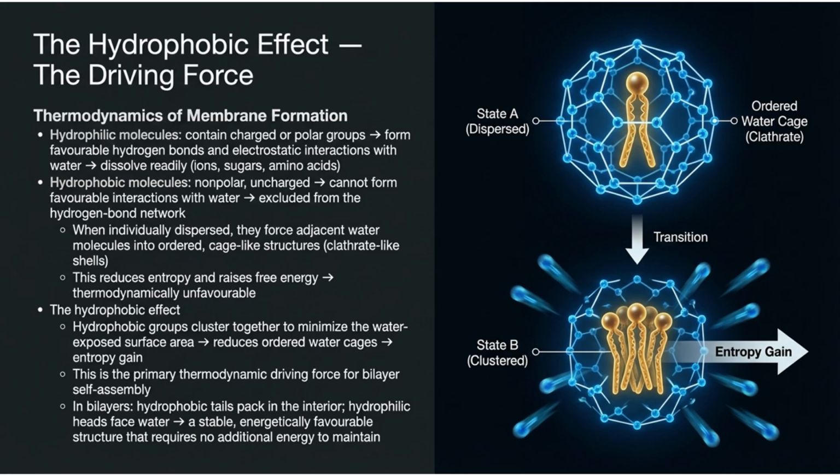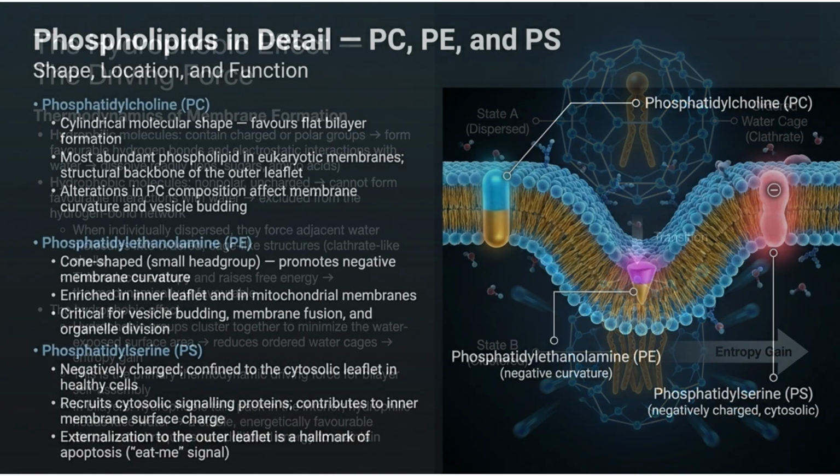Notice what this means. The membrane does not require continuous energy input to stay assembled. Once formed, the bilayer is thermodynamically stable. It maintains itself. This is a beautiful example of a biological structure that uses the laws of thermodynamics rather than fighting them. Having established why bilayers form and what they are made of, we now turn to one of the most important components embedded within that bilayer: cholesterol.